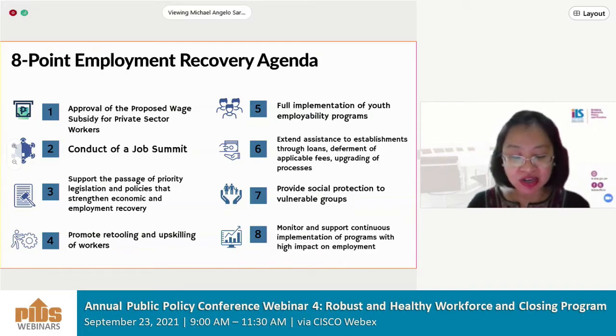Other items in the recovery agenda include the passage of legislations and policies that strengthen economic and employment recovery, the promotion of retooling and upskilling of workers, the implementation of youth employability programs, the provision of assistance to businesses in the form of loans, deferment of fees, upgrading of processes, etc. The provision of social protection to vulnerable groups, particularly the informal sector workers, and the continuous monitoring and support of programs with high impact on employment. Included in the pipeline is the proposed wage subsidy program for private sector workers.